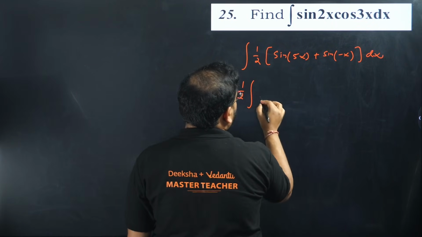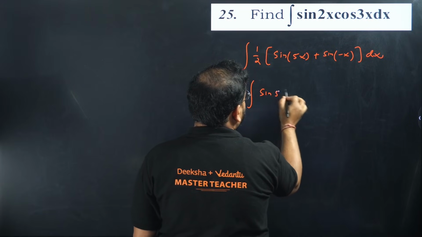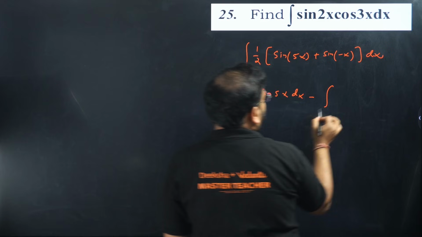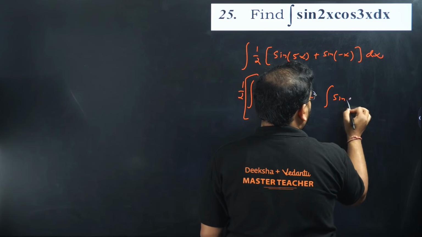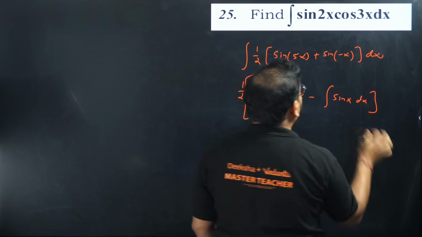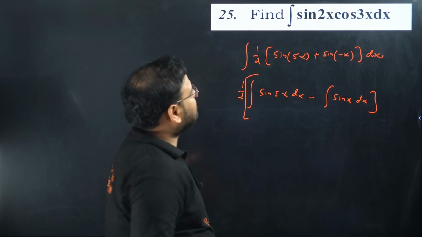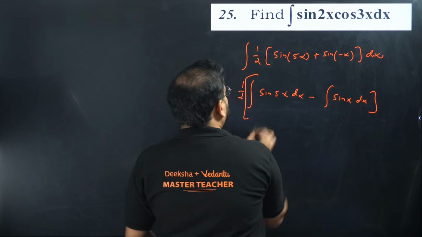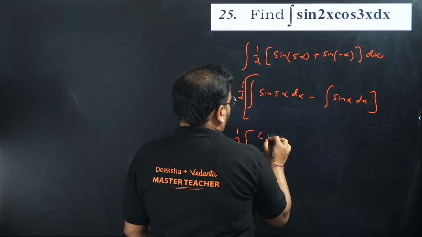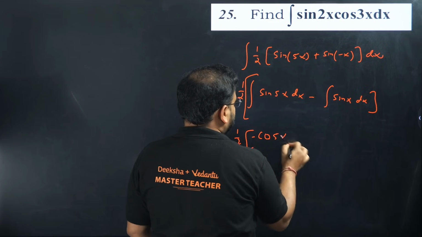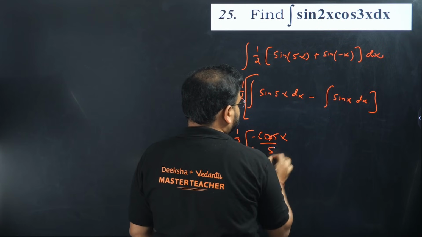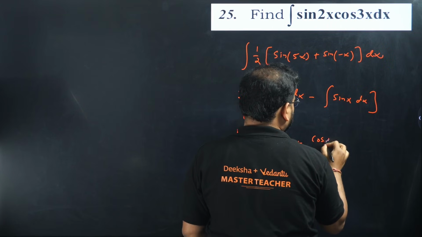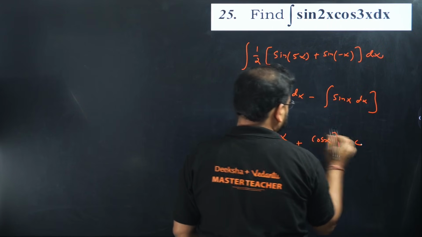You have here integration of sine 5x dx. There's a minus sign. 1 by 2 is outside. Minus sine x dx. Am I right? Please check. We have 2x minus 3x as minus x only, right? Yeah. Integrate this. 1 by 2, cos minus cos 5x by 5, and over here plus sign will come cos x, right? Plus c only, right?